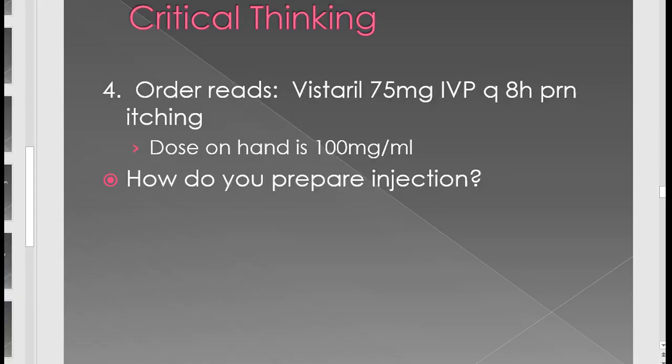Let's do another exercise. The dose order reads Vistaril, 75 milligrams, IV push, every 8 hours, PRN for itching. Dose on hand is 100 milligrams per mL. How do you prepare this medication? How many mLs will you administer to your patient? The answer would be 0.75 mLs.